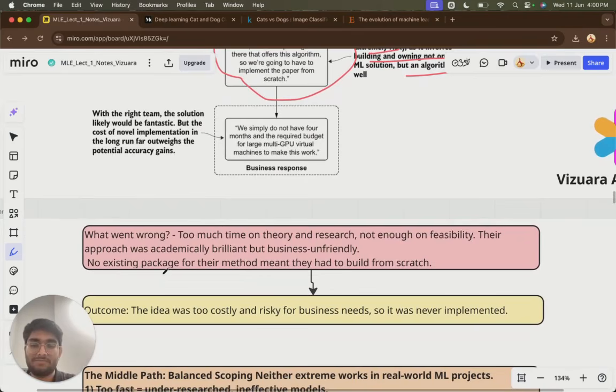What went wrong? Too much time on theory and research, which didn't lead to the feasibility of the product, and no existing package, so you have to develop something from scratch. Despite it being highly cited, you could not develop it and your project was incomplete. It led to the failure. So what was the outcome here? The idea was too costly and risky for the business need, so it was never implemented.